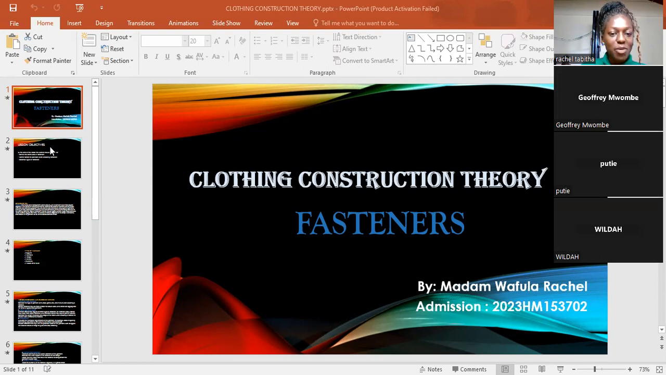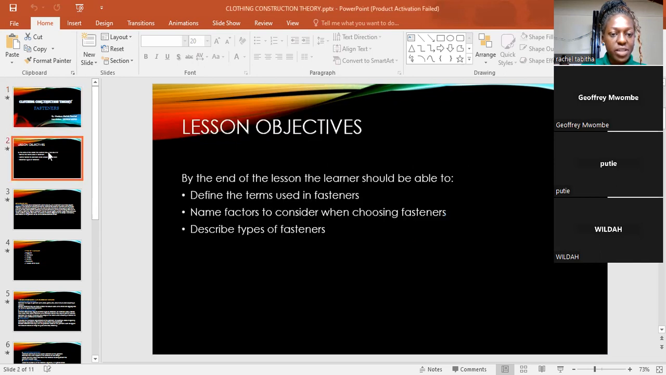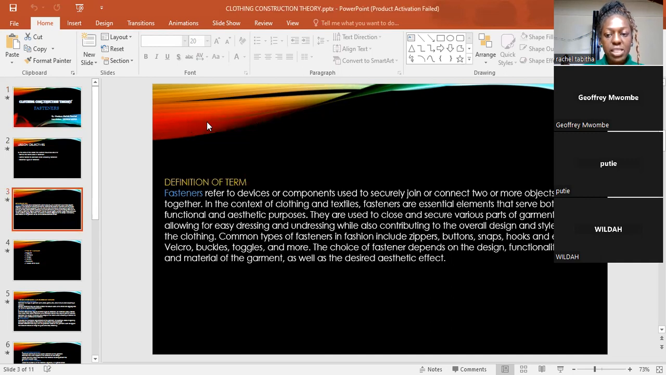So I'll talk about the lesson objectives first. By the end of the lesson, the learner should be able to define the terms used in fasteners, name factors to consider when choosing fasteners, and describe types of fasteners. So when we talk about fasteners, these are the components that are used to join two or more objects together in a garment. In the context of clothing and textile, fasteners are essential elements that serve both functional and aesthetic purposes. They are used to close and secure various parts of the garment.